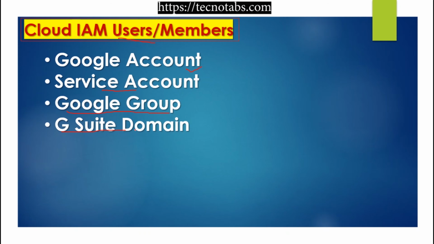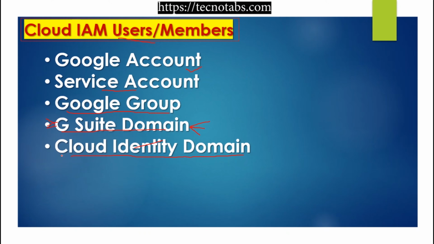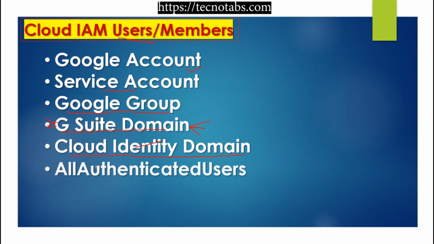It can be a G Suite domain, that is, any organization having a G Suite domain is also considered a user, and can have many users in it. When these users request access to a particular role, they will be given access through this G Suite domain. Now, Cloud Identity domain. There are some users who create their domain on the cloud itself. They can also be considered as a user. The next is all authenticated users. It means that if you use this alias on any particular resource, all the users who are authenticated to sign in to a Google account will have access to that particular resource.